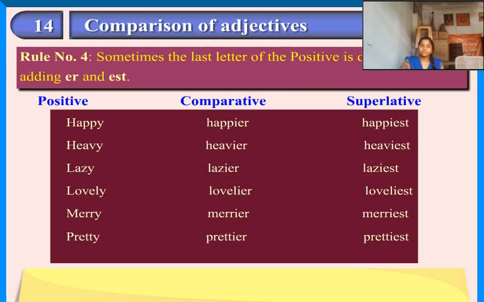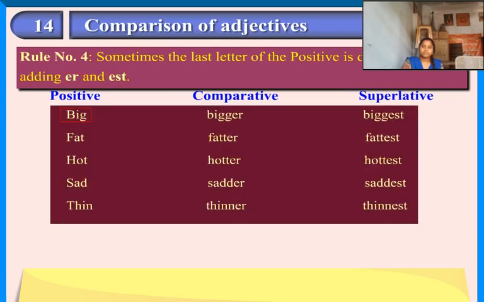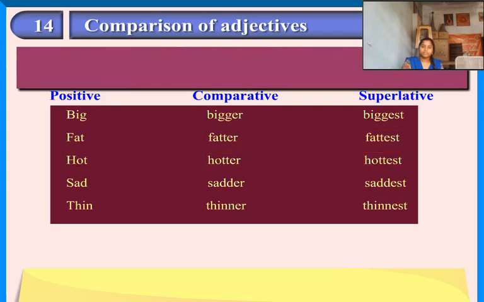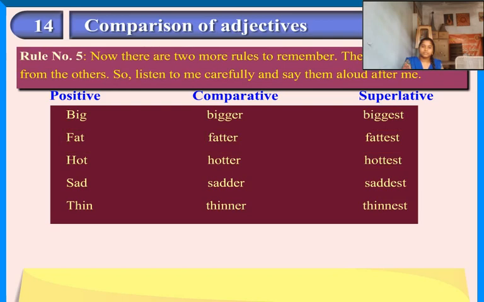Rule number 4. Sometimes the last letter of the positive is doubled before adding ER and EST. Big, bigger, biggest. Fat, fatter, fattest. Hot, hotter, hottest, and so on. Rule number 5. Now there are 2 more rules to remember. They are different from the others. So listen to me carefully and say them aloud after me.